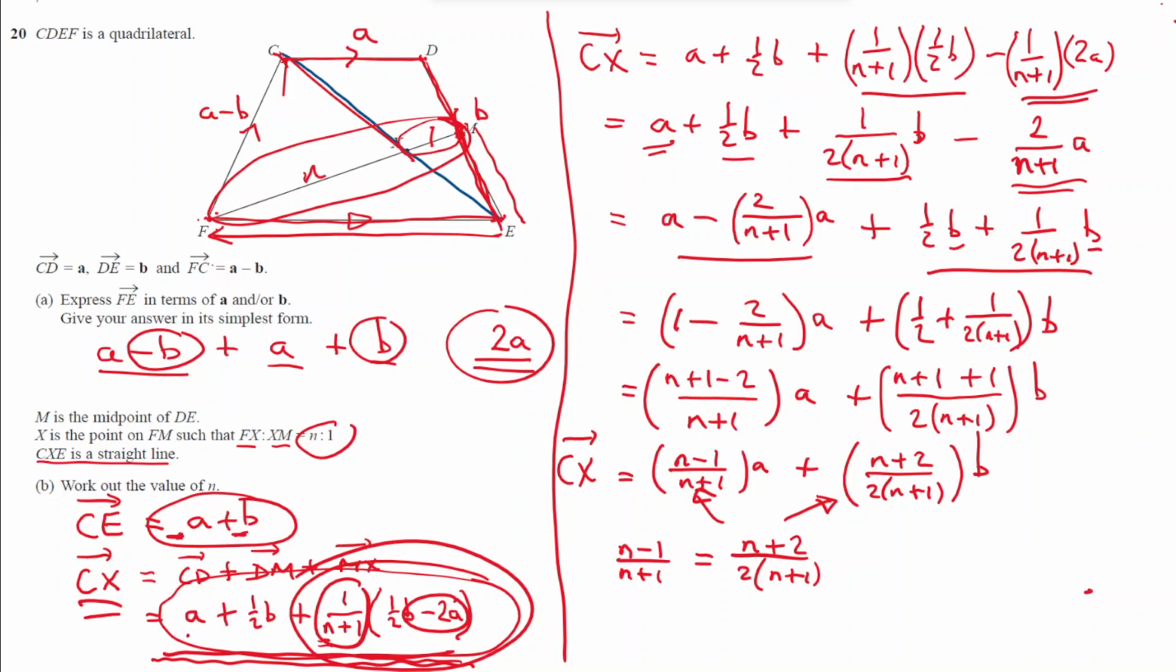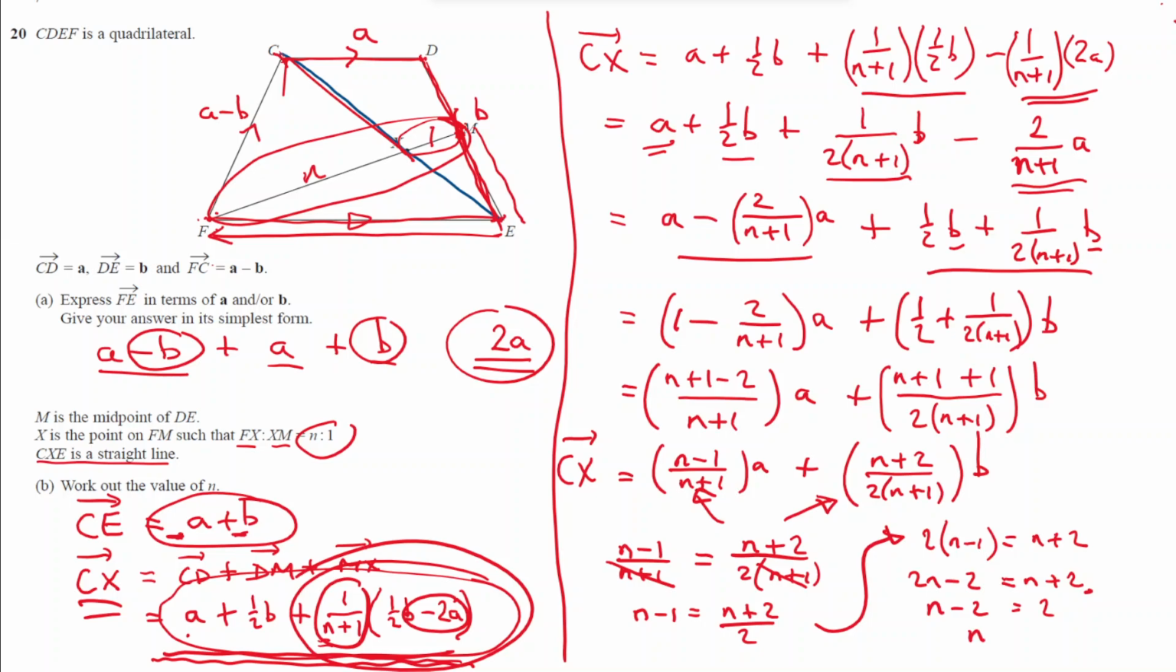So I can multiply both sides by n plus 1, and that will give me n minus 1 equals n plus 2 over 2. Multiplying both sides by 2 will give me 2 brackets n minus 1 equals n plus 2. So 2n minus 2 equals n plus 2. Subtract n from both sides gives me n minus 2 equals 2. Add 2 to both sides gives me n equals 4.